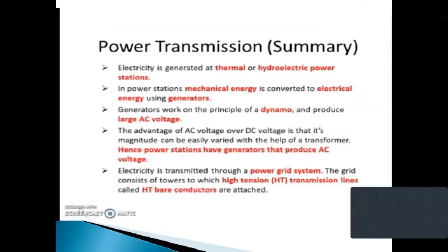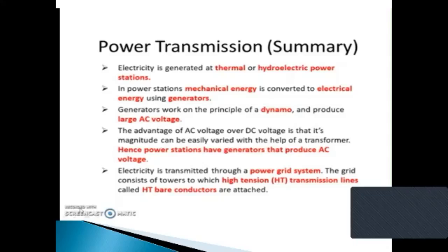Initially, electricity is generated at the thermal or hydroelectric power stations. In power stations, mechanical energy is converted into electrical energy using generators. These generators work on the principle of a dynamo and produce a large amount of AC voltage.